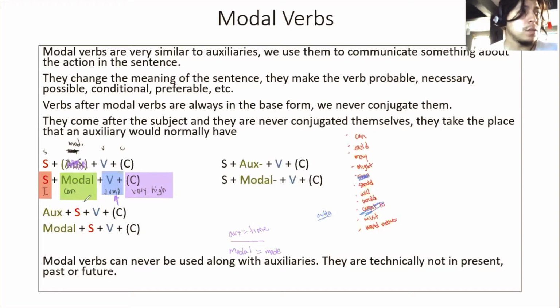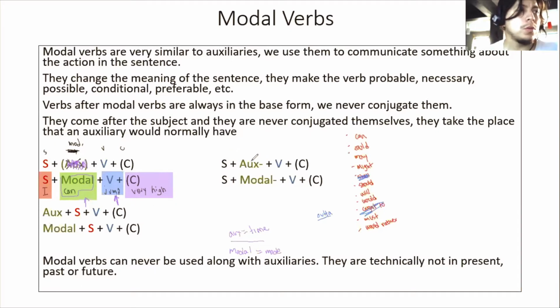In this case, for example, the modal verb can expresses ability or capacity. So you're saying, I can jump, it means jumping is possible to me. I can jump, I have the ability to jump, I have the permission to jump, depending on the modal verb. This modal verb, can, is talking about ability or capacity. So in this case, you're saying that this verb is possible for you. I can jump very high. Okay, so this is pretty much how modal verbs work.